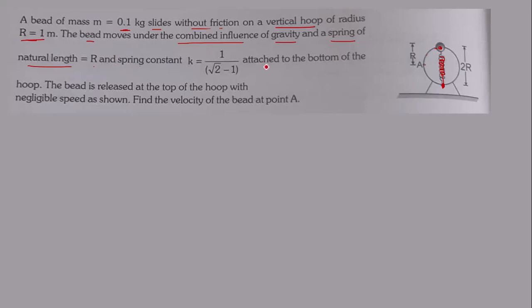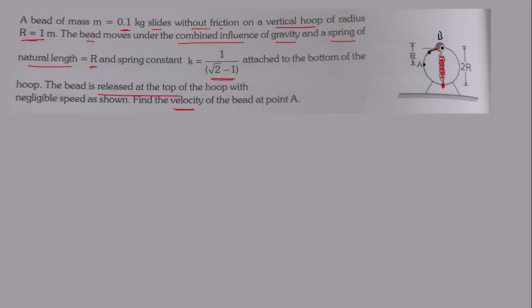For the spring, it is given that the natural length is R and the spring constant is 1 by root 2 minus 1, attached to the bottom of the hoop. Initially the bead is released from the topmost point of the hoop with negligible speed. Now you are asked to calculate the velocity of the bead once it reaches point A. So you release the bead from point B, and gradually the bead will follow this path and reach point A.